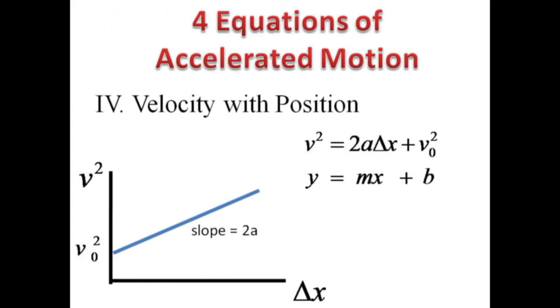The fourth equation of accelerated motion states that v squared equals 2a delta x plus v initial squared. Thus, a plot of v squared versus position, delta x, is expected to be a straight line with a slope of 2 times a.